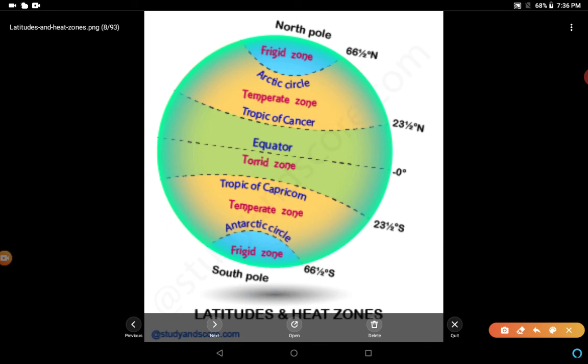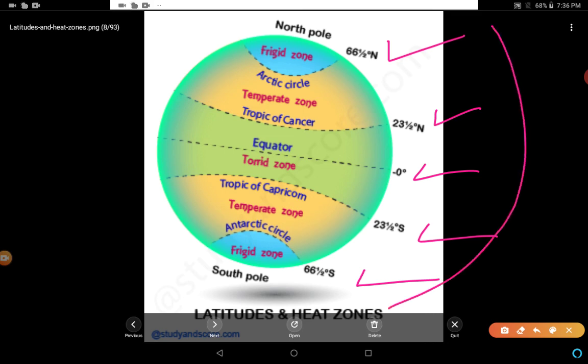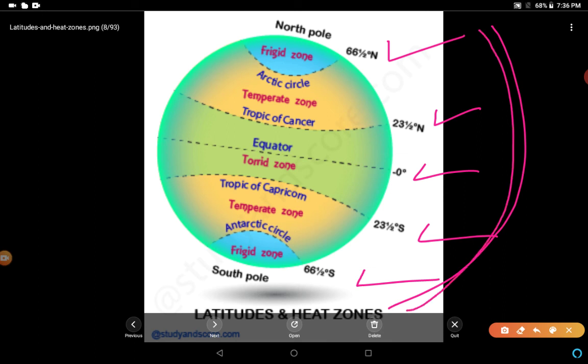There are 5 main parallels. Which are the 5 main parallels? Equator on 0 degree, Tropic of Cancer 23.5 degree north, Arctic Circle 66.5 degree north, Tropic of Capricorn 23.5 degree south, and Antarctic Circle 66.5 degree south. These are the 5 parallels. Clear? And with the help of these 5 parallels, we can easily classify the heat zones of the earth.